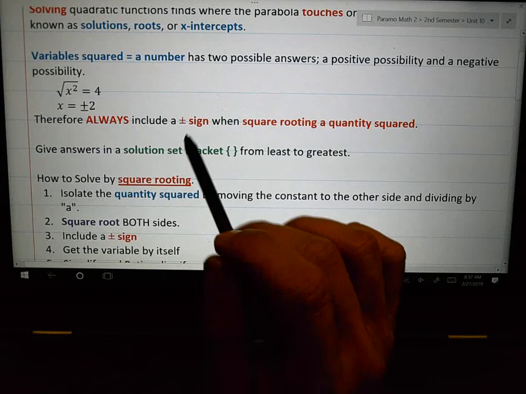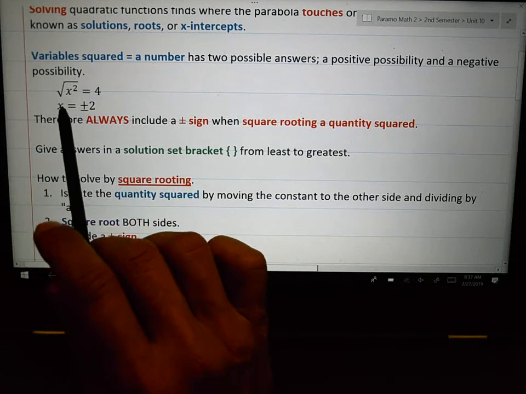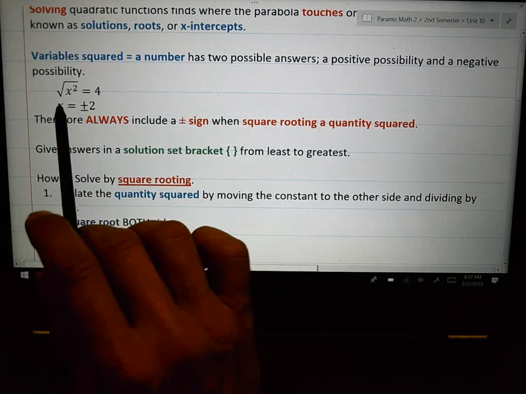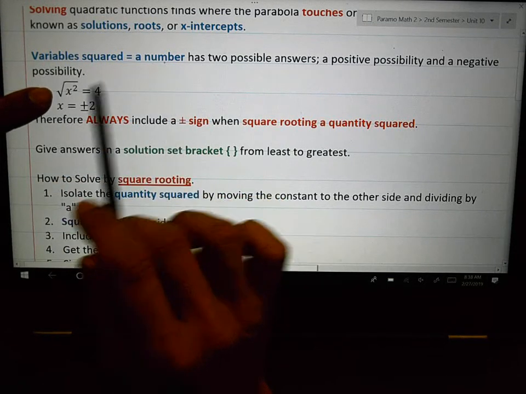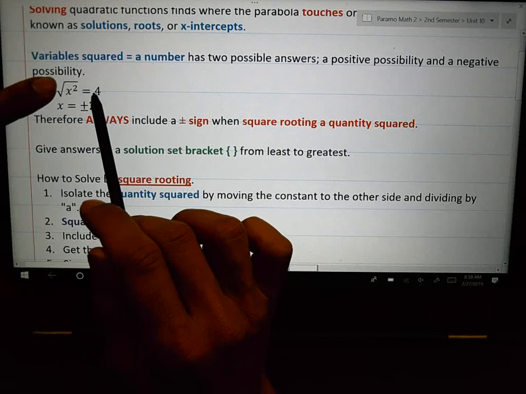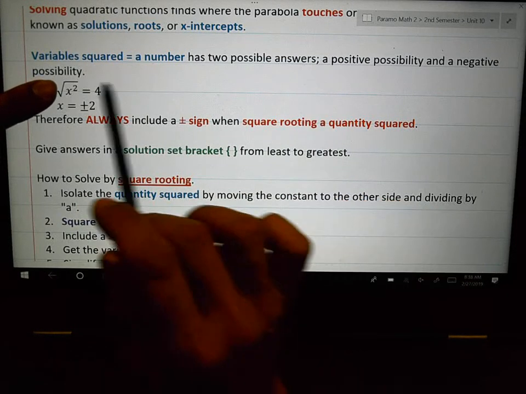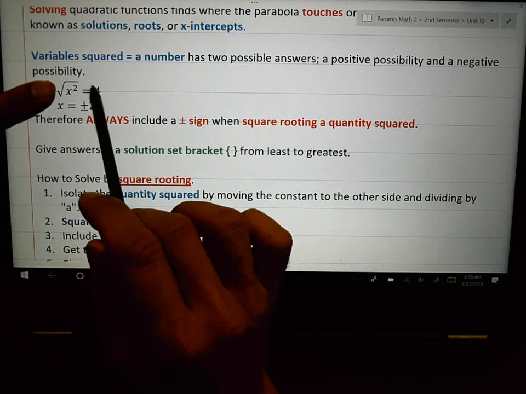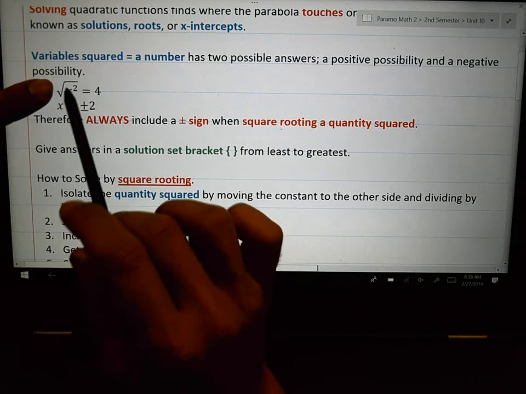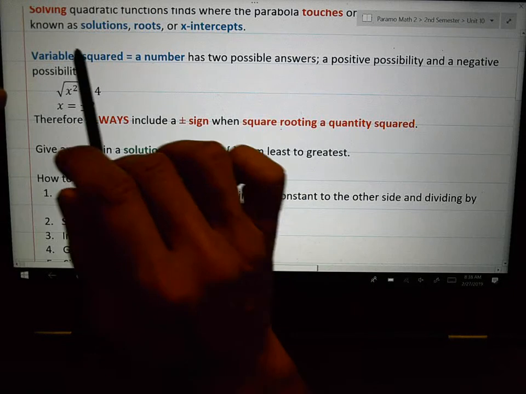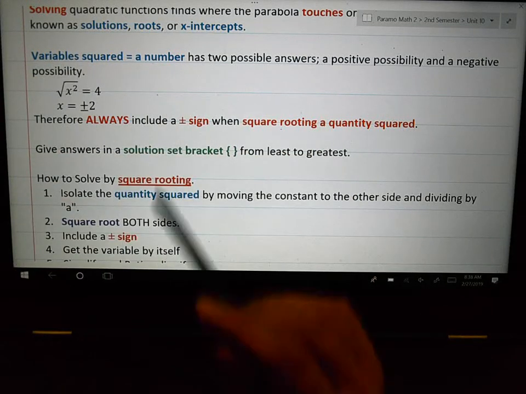Before we get into how we're going to do the math, I need to remind you of something you may or may not have been taught up until this point. If you have a variable squared equals a number, like x squared equals 4, it has two possible answers. 2 times 2 is 4, and negative 2 times negative 2 is 4. There are two possible answers when you have an unknown thing squared equaling a number.